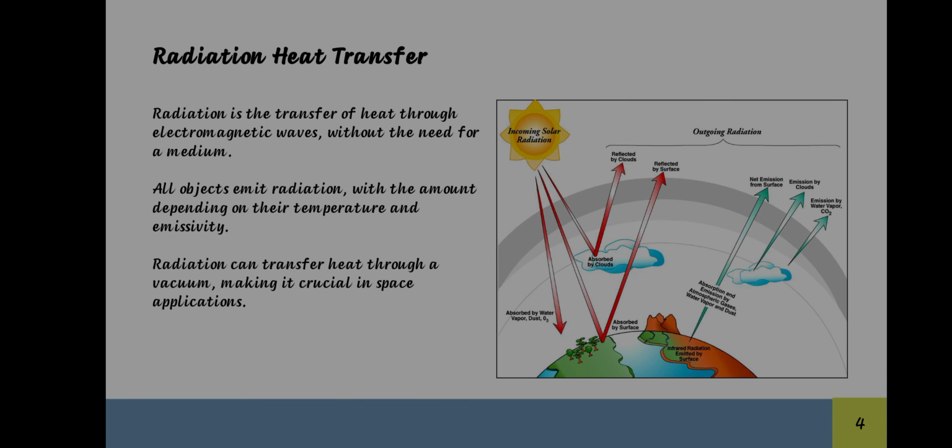Radiation, heat transfer. Radiation is the transfer of heat through electromagnetic waves without the need of a medium. All objects emit radiation, with the amount depending on their temperature and emissivity. Radiation can transfer heat through a vacuum, making it crucial in space applications.